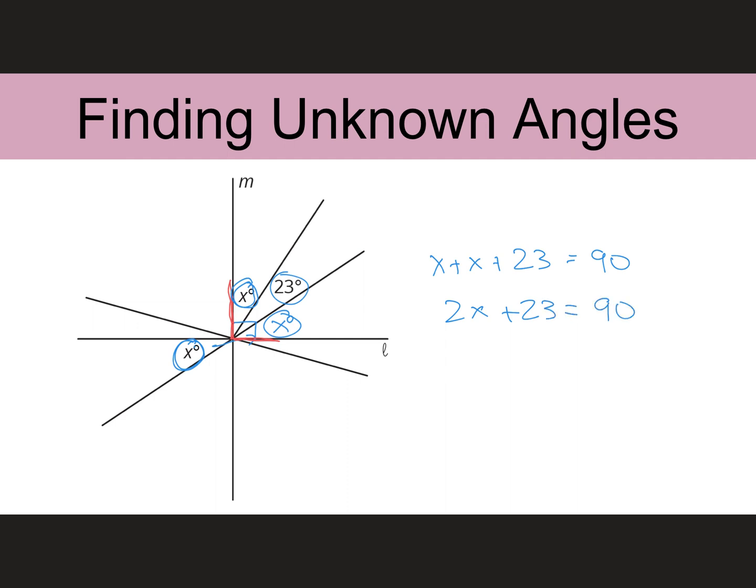Here we go. We have another two-step equation. 2x plus 23 equals 90. And then you solve your two-step equation from there.